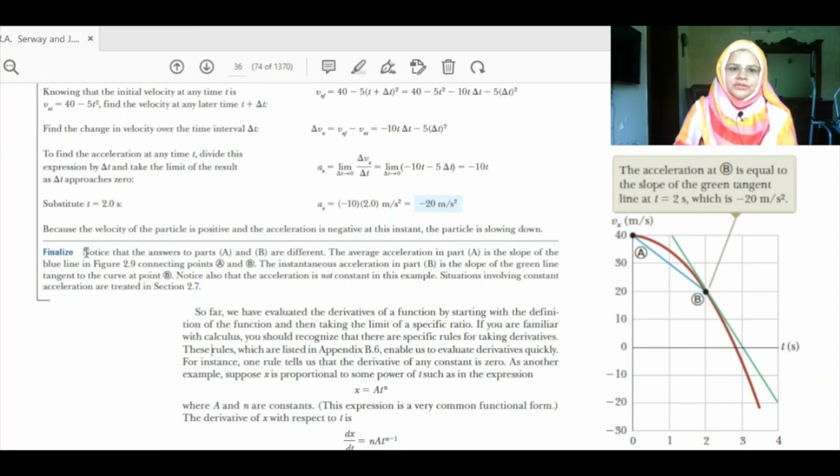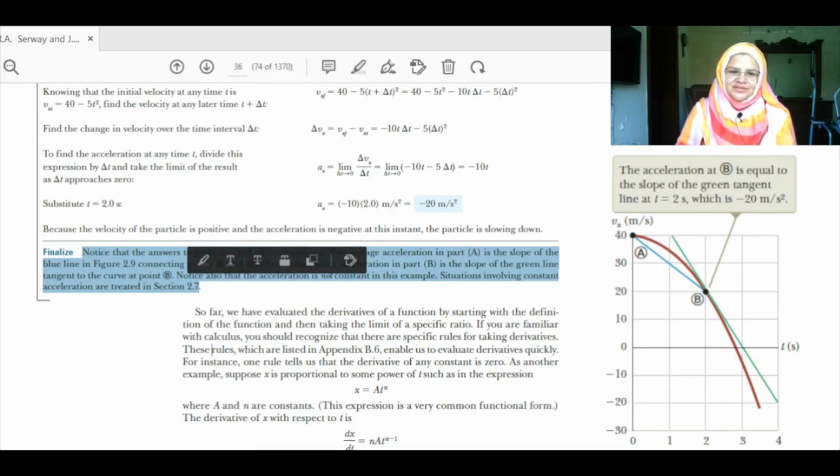Finalize. Notice that the answers to part A and B are different. The average acceleration in part A is the slope of the blue line in figure 2.9 connecting points A and B. The instantaneous acceleration in part B is the slope of the green line tangent to the curve at point B. Notice also that acceleration is not constant in this example. Situations involving constant acceleration are treated in section 2.7.